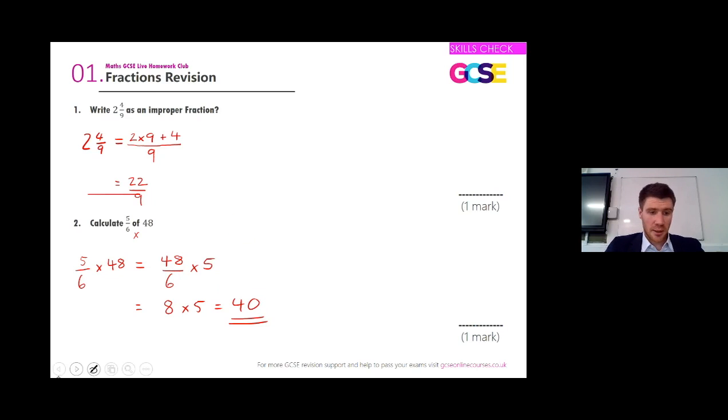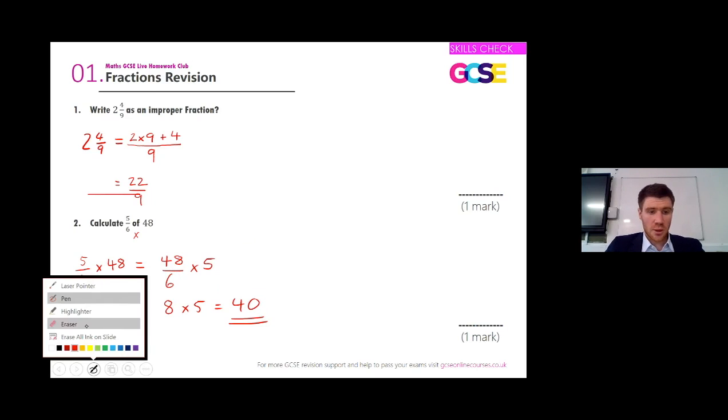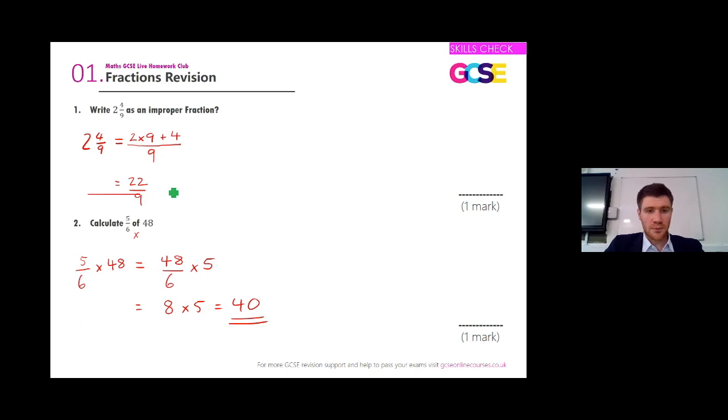Okay, both of these questions were 1-mark questions, so you're not getting anything unless you've got the answer for the questions. So we would have got 1 mark for 22/9, and we would have got 1 mark for 40. Obviously, because it's 1 mark, you don't actually have to show the working out that I've shown. The answer is the important thing.